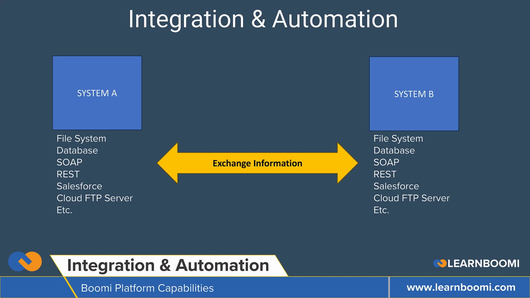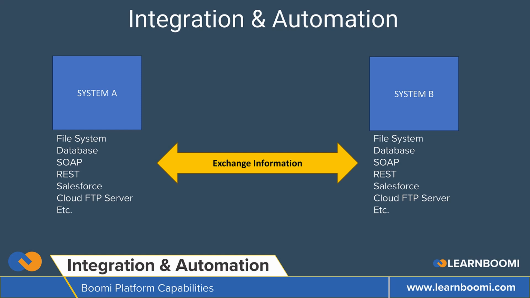In this slide, we are looking at a very simple but very important idea in the world of integration, which means different systems need to exchange information with each other. On the left hand side, we have system A. On the right hand side, we have system B. Both systems can be anything: an ERP, a CRM, a database, a cloud application, or even a file server. Each system supports a different way of sending or receiving information.